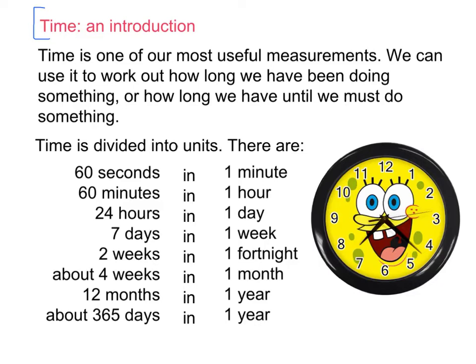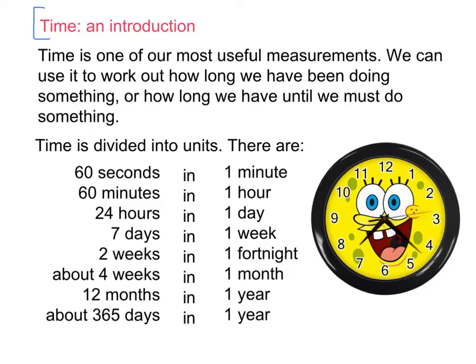So first start with a definition. Now, I've written this definition out for you and you need to write it in your books. It says, time is one of our most useful measurements. We can use it to work out how long we've been doing something or how long we have until we must do something. So time helps us work out our day, and plan activities in our day.